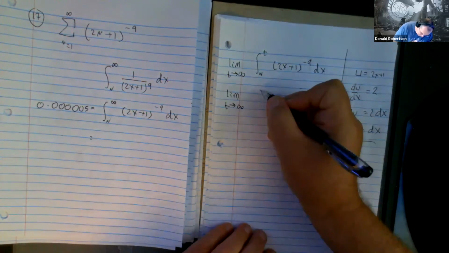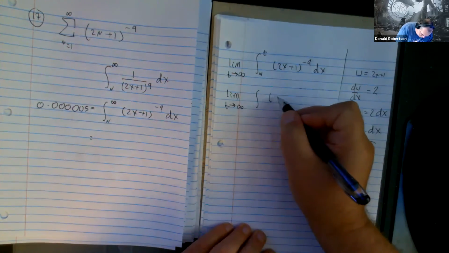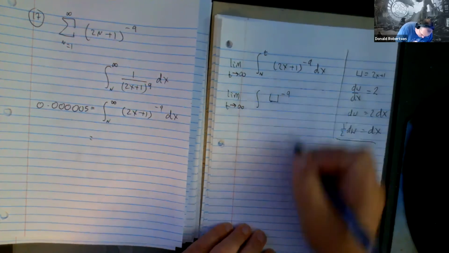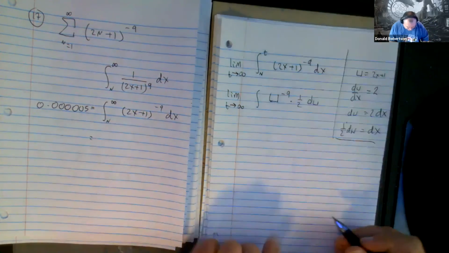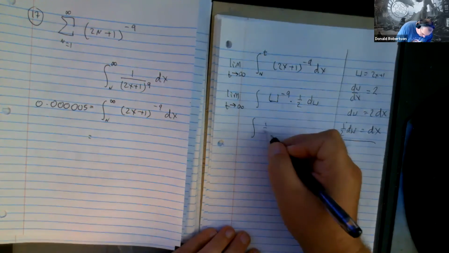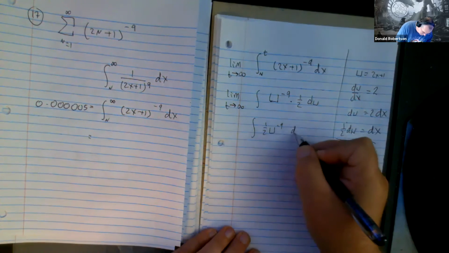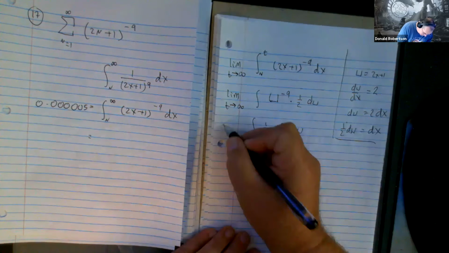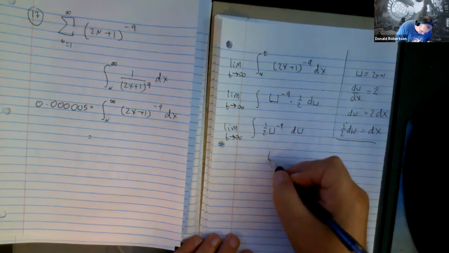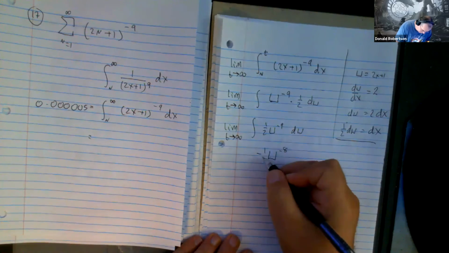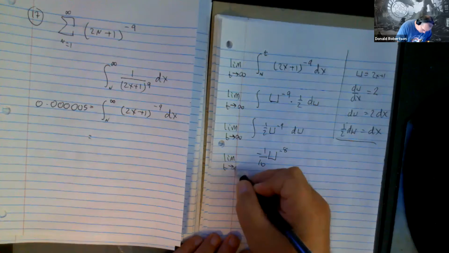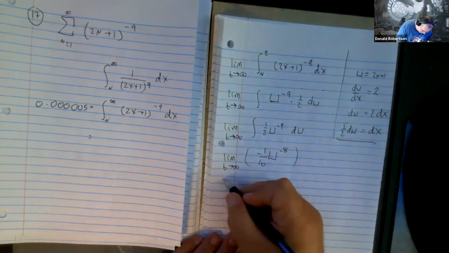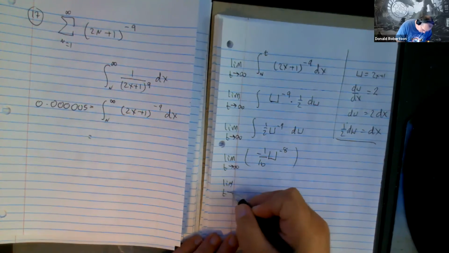So this fella now becomes u to the power of negative 9, 1 over 2 du. So basically, I don't know if I need this line, I'm putting it in there anyway. Right, that's the guy that it ends up becoming. Add 1 to the power and divide by the new power. It becomes this guy. Return them back to the original.